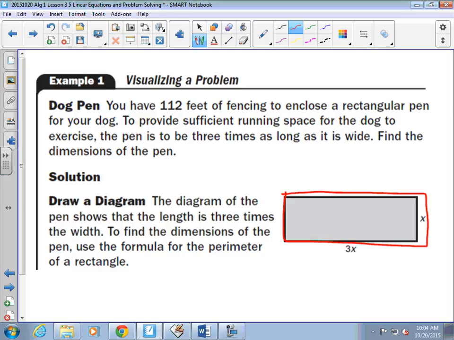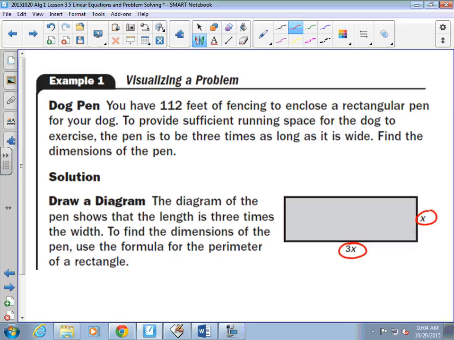To provide sufficient running space for a dog to exercise, the pen is to be 3 times as long as it is wide. So you don't know how wide it's going to be. You don't know how long it's going to be. So anytime you represent something you don't know, you represent it with a variable. So an unknown amount is x, but it has to be 3 times as long as it is wide. So the same unknown x multiplied by 3 will give you the length. x will represent the width. So drawing the diagram of a pen shows that the length is 3 times its width.